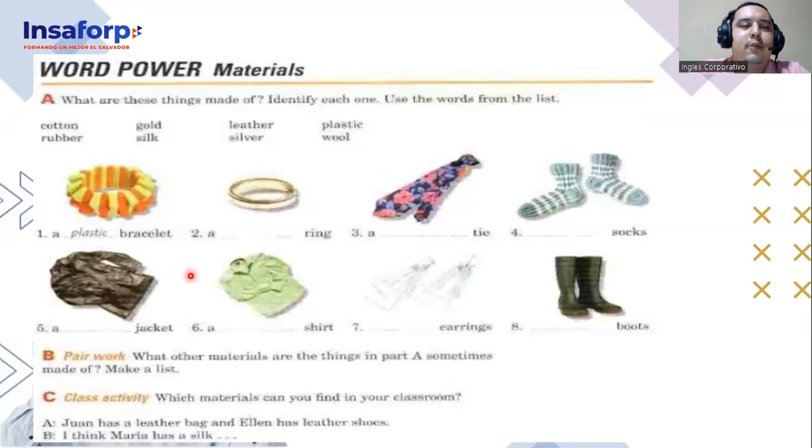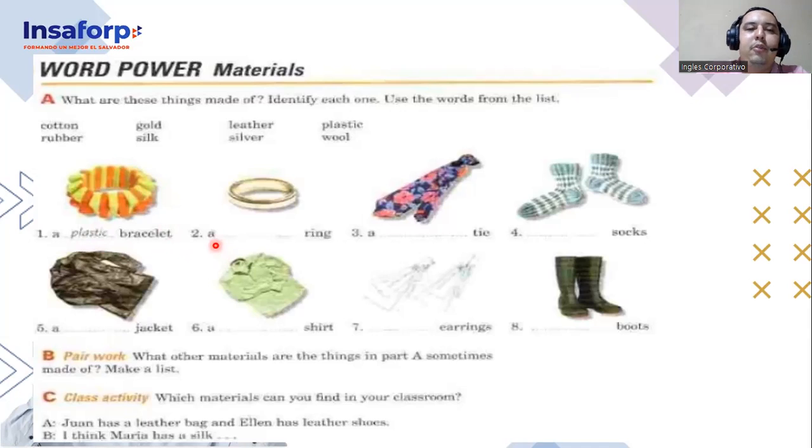Okay, sorry for moving the screen, but let's move to number one. Here we have a bracelet. What we're going to do right here, guys, in the empty spaces, we are going to put which material is used in order to make the different items that we have right here. Here we have the first example. Number one says a plastic bracelet, because the bracelet is made of plastic.